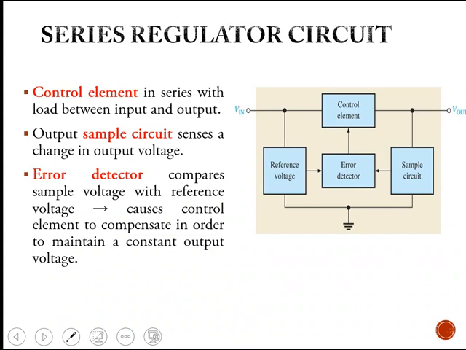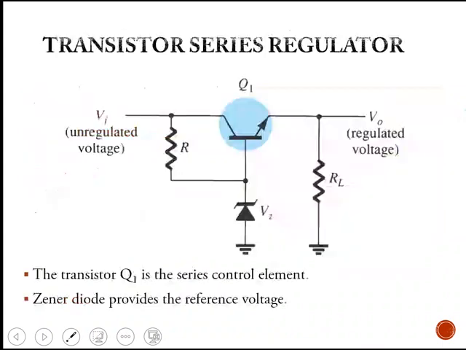Now, this particular error detector, what we use here is op-amp, which operates as a differential amplifier. So you can see a basic regulator circuit which uses transistor as the control element. This is also called as pass element. And the Zener diode over here regulates your output voltage. This resistor over here limits the current which flows through this Zener diode.